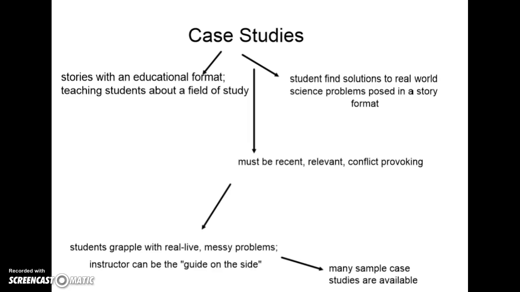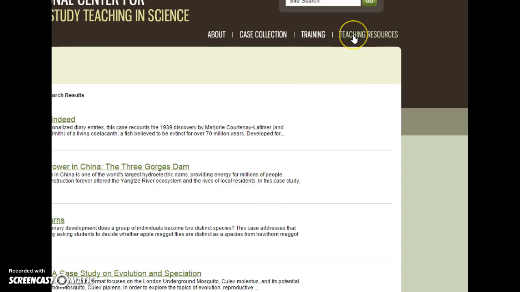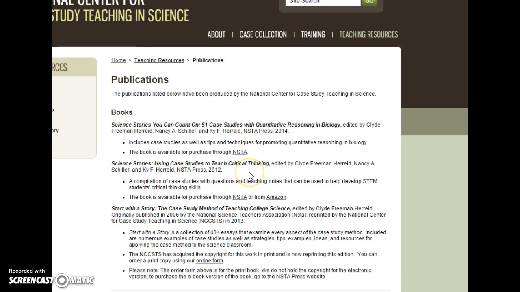There are a lot of good reasons to use this in your curriculum, and if you want to use a case study, there are some great resources for telling you how to set that up. One of them that I found is the National Center for Case Study Teaching in Science. If you go to Teaching Resources, there are some great publications, so I'll just click on that.